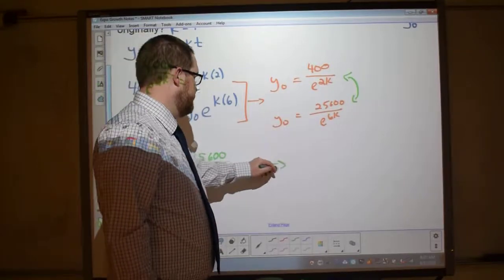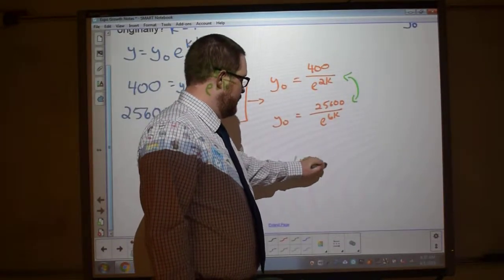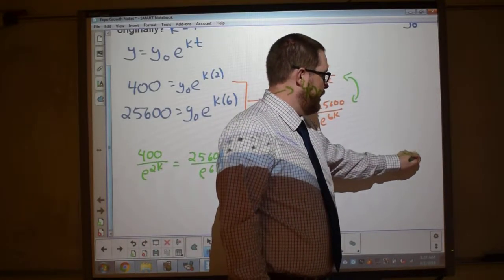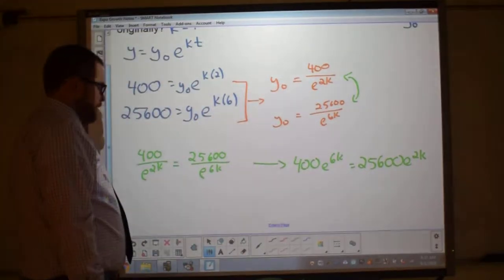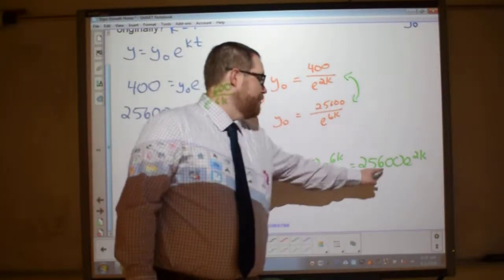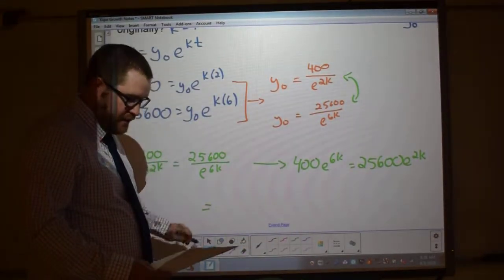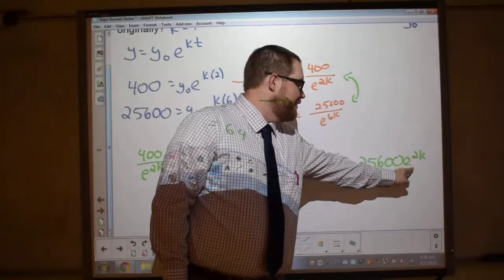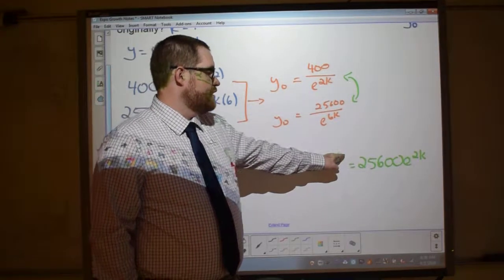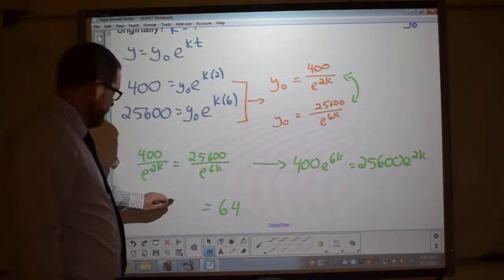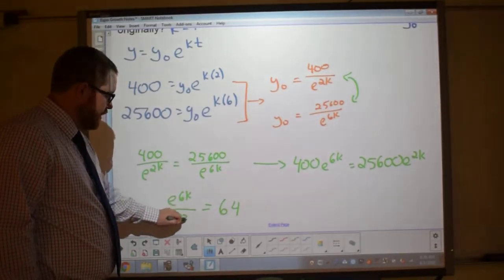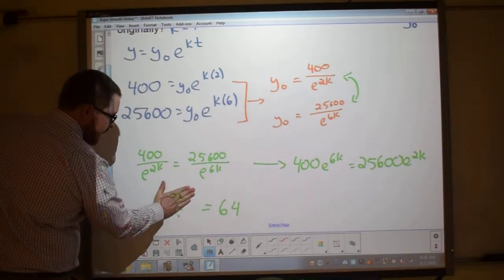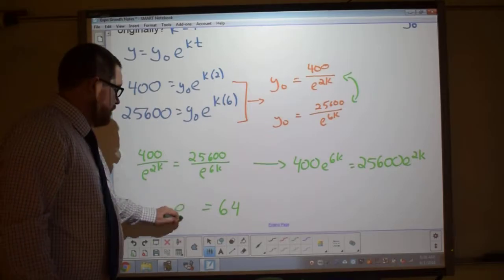When we cross multiply, we get 400 e to the 6k equals 25,600 e to the 2k. Two steps of algebra here. I'm going to divide the 400 over here, and 25,600 divided by 400 is 64. I'm going to divide the e to the 2k over here. I have e to the 6k over e to the 2k. But when I divide, I subtract my exponents. So 6k minus 2k, I can just write that as e to the 4k.